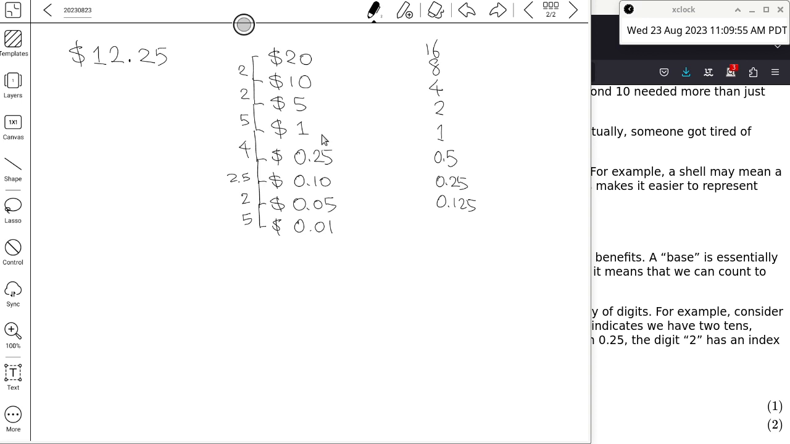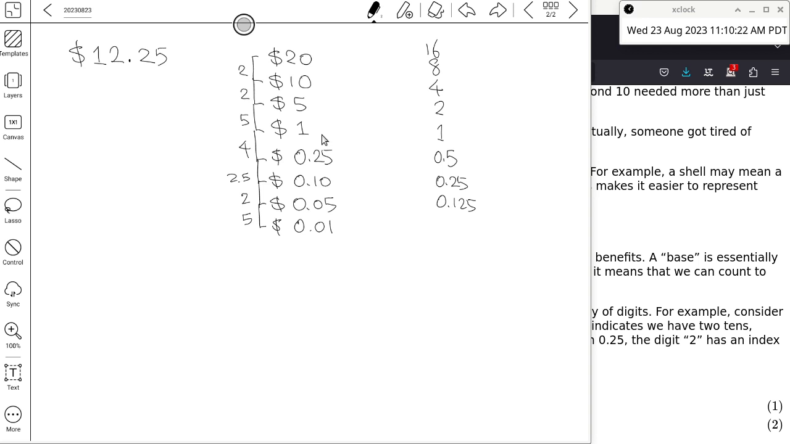So if this is a new currency system, can you figure out how to make change for $12.25? You're like, no, I don't. Yes, you do. You already know the strategy of doing it. It's just that you cannot intuitively do the same thing that you do with the normal currency, because this is the first time you do it. But it's the same strategy.